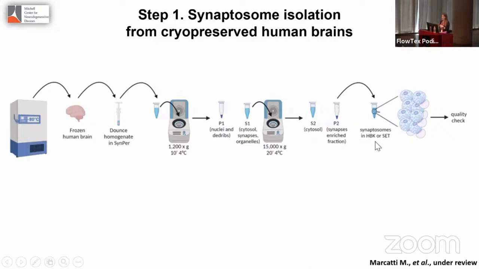And in this particular method, I use the SAT buffer, which is a sucrose EDTA buffer, which is important to keep the synaptosomes well separated from each other. You all know how important this is in flow cytometry.